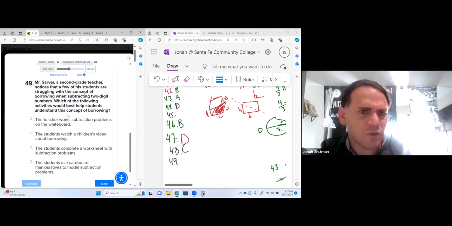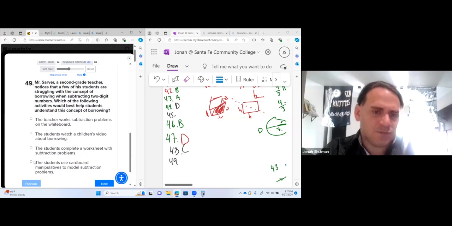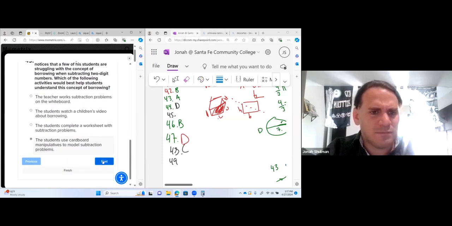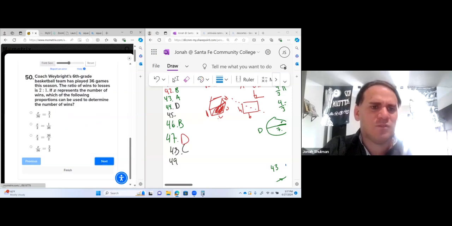The teacher works subtraction problems on the whiteboard. I like it. The students watch a video. I don't like B, it doesn't make sense. The students complete a worksheet with subtraction problems. Okay, so A and C look the same. I would do the manipulatives, cardboard manipulatives, where they actually subtract. I think this one makes the most sense. I'm going with D, because I think the whiteboard and the worksheet are the same, and the video, I think they're all kind of the same. So let's have them do something.